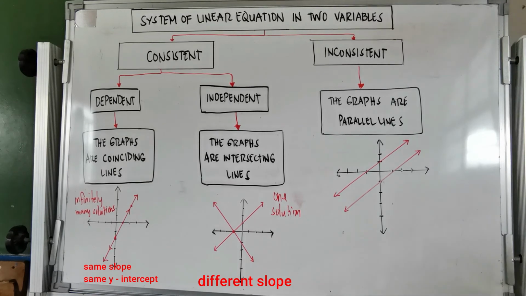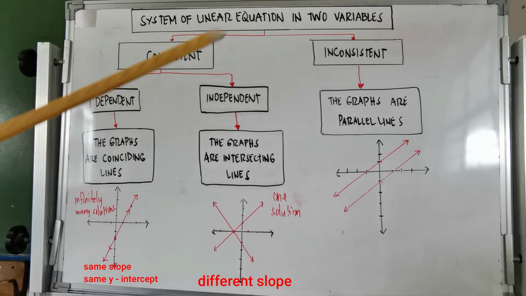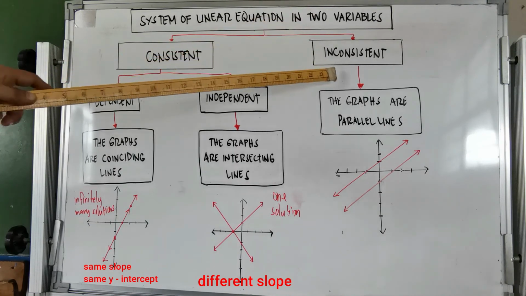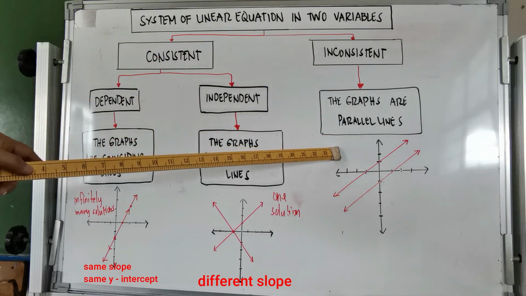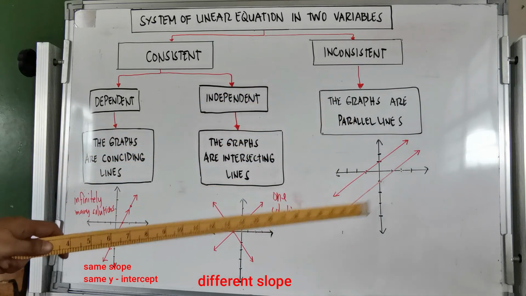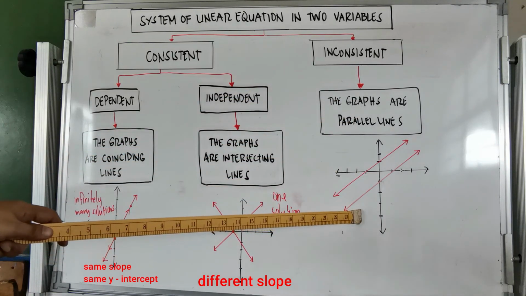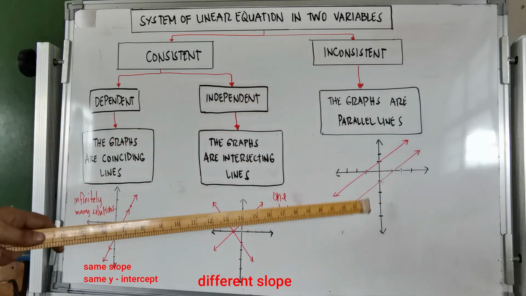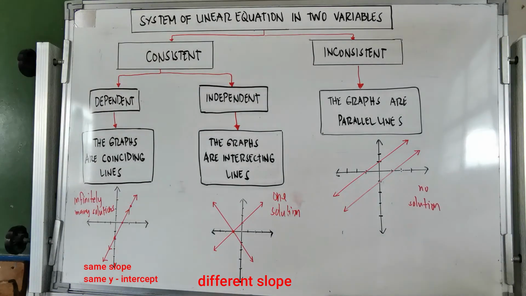Now for the other type of system, which is the inconsistent, ito naman yung mga given natin na ang kinalalabasan ng graph ay parallel lines. So ito yung itsura or example ng itsura ng graph ng system of linear equations na inconsistent system, or it has no solution. Now, no solution because in our given linear equations, meron siyang the same slope but different y-intercept.